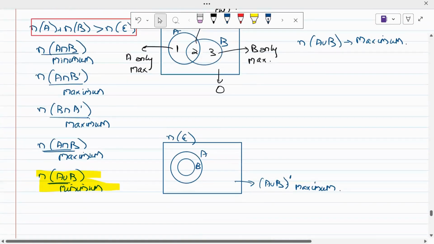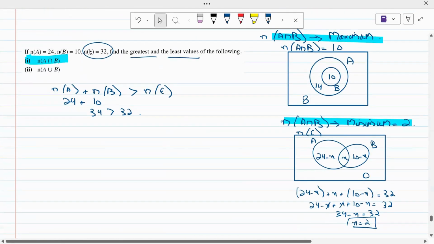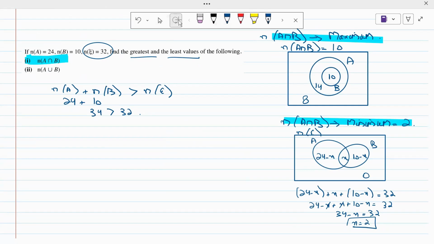So bottom line, for union to be maximum, it would be the small intersection. Union to be minimum, it would be the case of subset. So if I may draw these figures again.